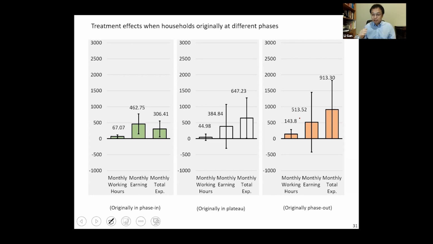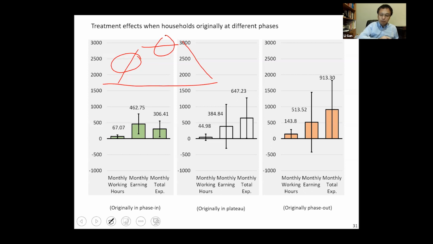This is what I'm saying. This part is phase in, this part is plateau, this part is phase out. So we should expect a higher effect in phase in, no effect in plateau, and maybe a negative effect in phase out. It turns out the result is not like that. And we're going to show you why.